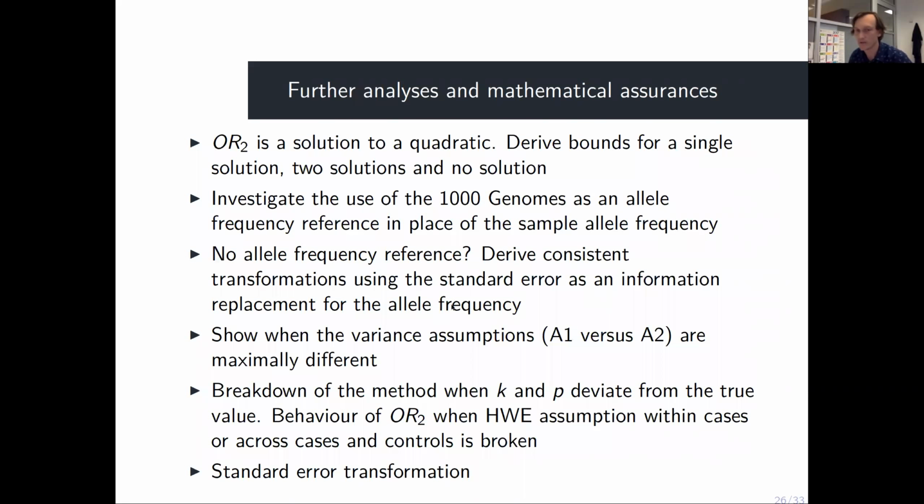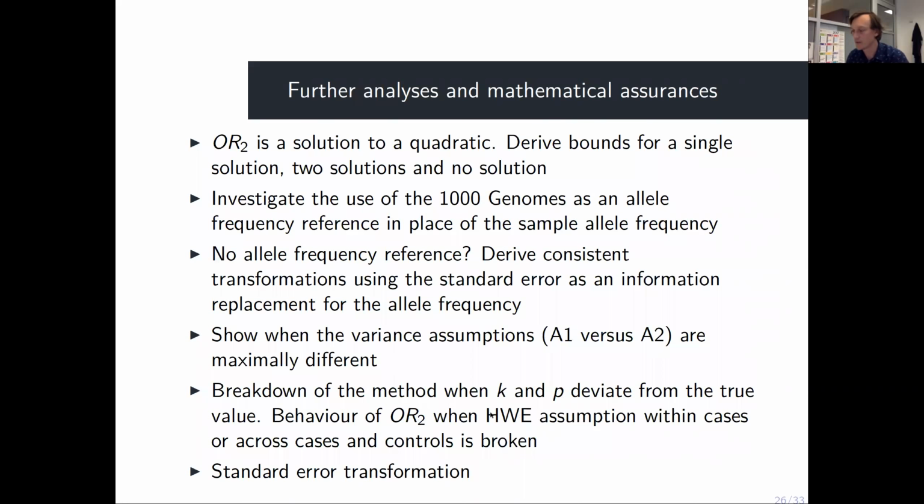But we prefer the allele frequency one because the standard error estimation can be a little bit wild for different reasons in the linear mixed model, usually for extreme cases. So we also show when the variance assumption A1 are maximally different. That's just a mathematical property. We also investigate the breakdown of the method for deviations from true K and P. And we also investigate our Hardy-Weinberg assumption.